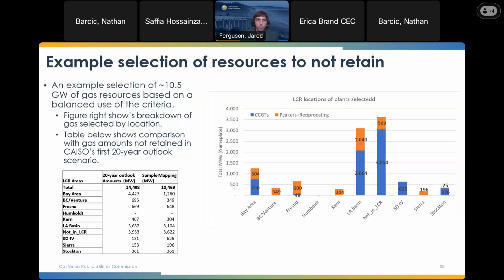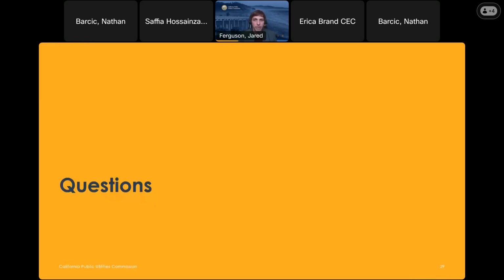And that wraps up this quick little presentation of the proposed criteria, and a sample way of using those criteria to identify the 10.5 gigawatts in that sensitivity case.